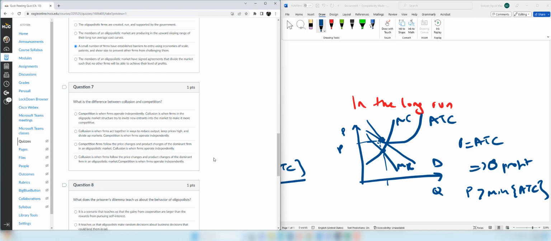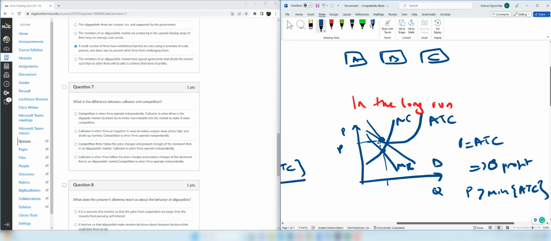Question 7. What is the difference between collusion and competition? So in collusion, the firms act together. Let's say you have three dominant firms, firm A, firm B, and firm C, and they come together at a table and make a decision to sell at a certain price. That's called price fixing. They usually choose a price that brings monopoly profits to all of them, or the highest profits they can get from the industry. That's called collusion. Competition is different. In competition, each firm acts independently.